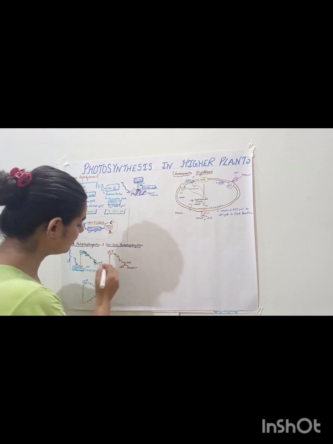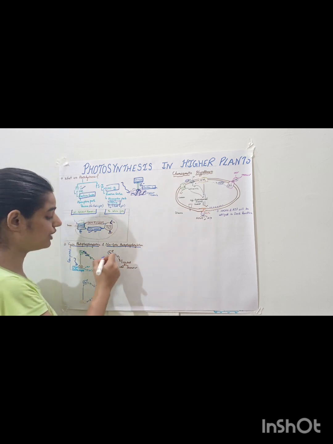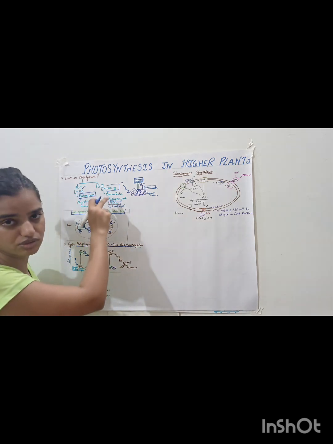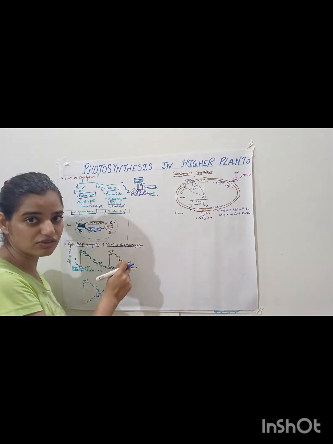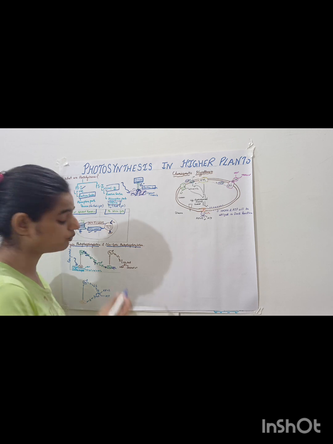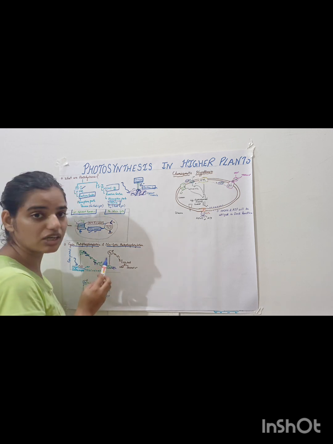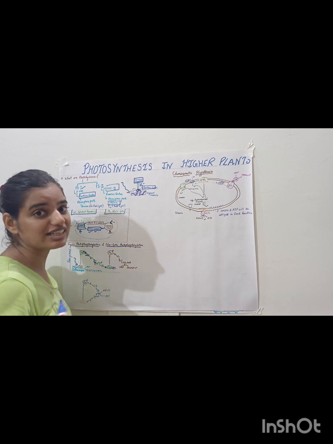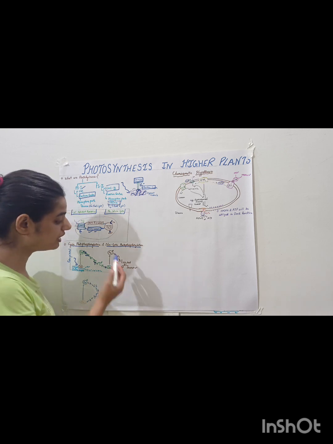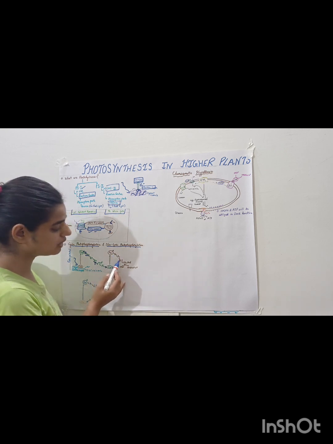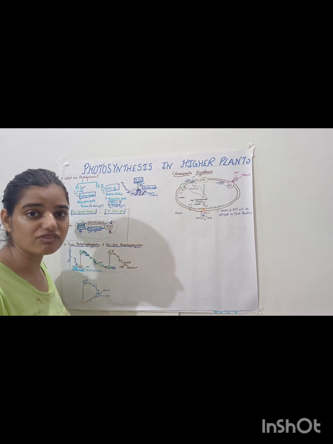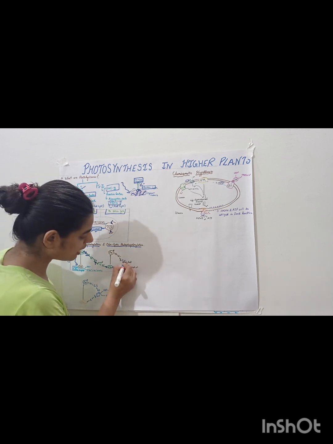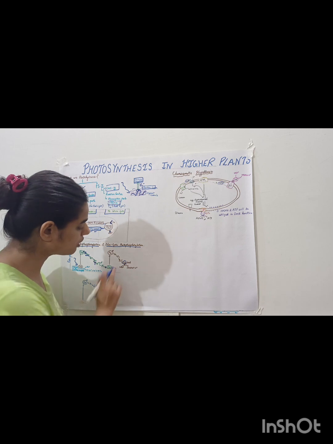Then P700 gains the electron. It's a special type of chlorophyll a molecule, as we learned in the photosystem. When it is in the excited form, it again transfers its electron to the primary acceptor, that is A0, which is a special type of chlorophyll. Then from there the electron is transferred to the iron sulfur cluster, and then to the ferredoxin.